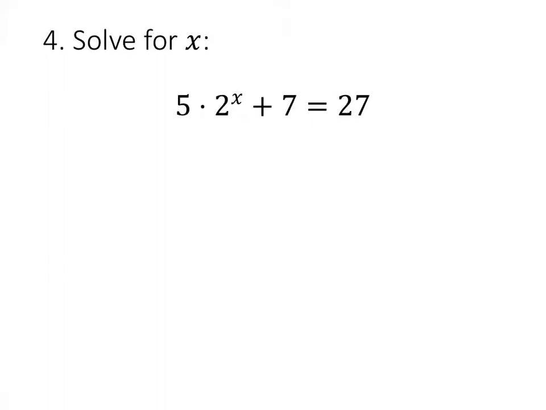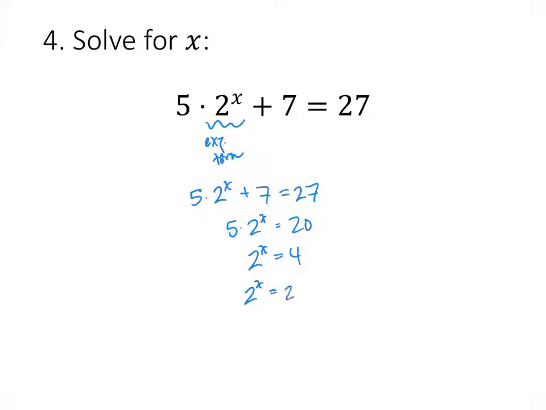For an equation like this, the exponential term, this is the exponential part, is not by itself. And the trick of making the bases be equal only works if we have a single exponential term all by itself, which means the first thing we need to do is get rid of all this extra stuff on the left-hand side. So we're going to start by subtracting 7 from both sides, and then dividing both sides by 5. And now, if we rewrite 4 as 2 squared, we see that these two exponents, x and 2, must be equal to each other. So x has to equal 2.